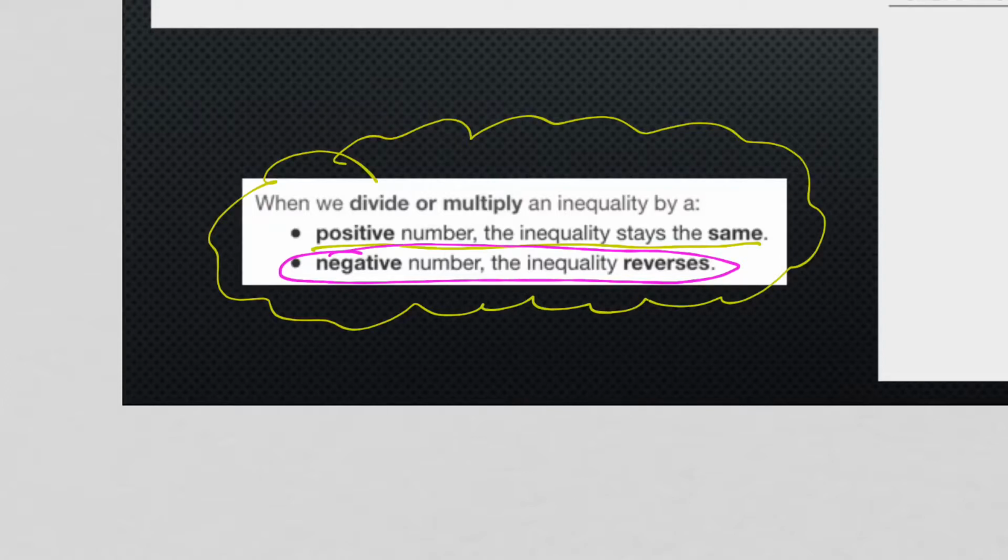And the reason why that happens, I'll show you. If we have 2 and we have 5, we know that 2 is less than 5. Everybody agrees that 2 is smaller than 5. But look what happens when you divide both sides by -1. I get -2 and -5. So now which one's smaller? The -5 is smaller than the -2. So that's why when you multiply or divide by a negative number, you have to reverse your sign.